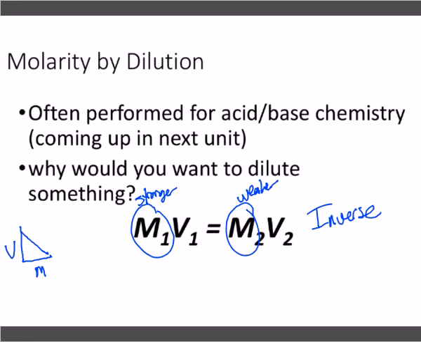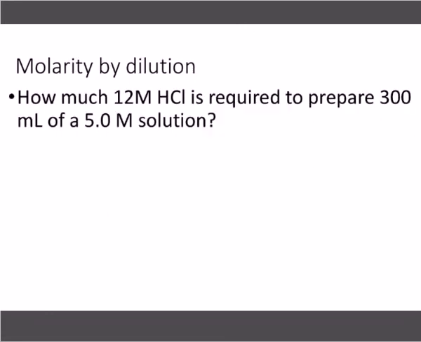So this formula shouldn't be that difficult for us to use because we've used a formula just like it. The units are the only thing that's going to be different. So let's take a look. How much 12 molar HCl is required to prepare 300 mL of a 5 molar solution? So again, jot down your important pieces of information. M1 equals 12 molar.